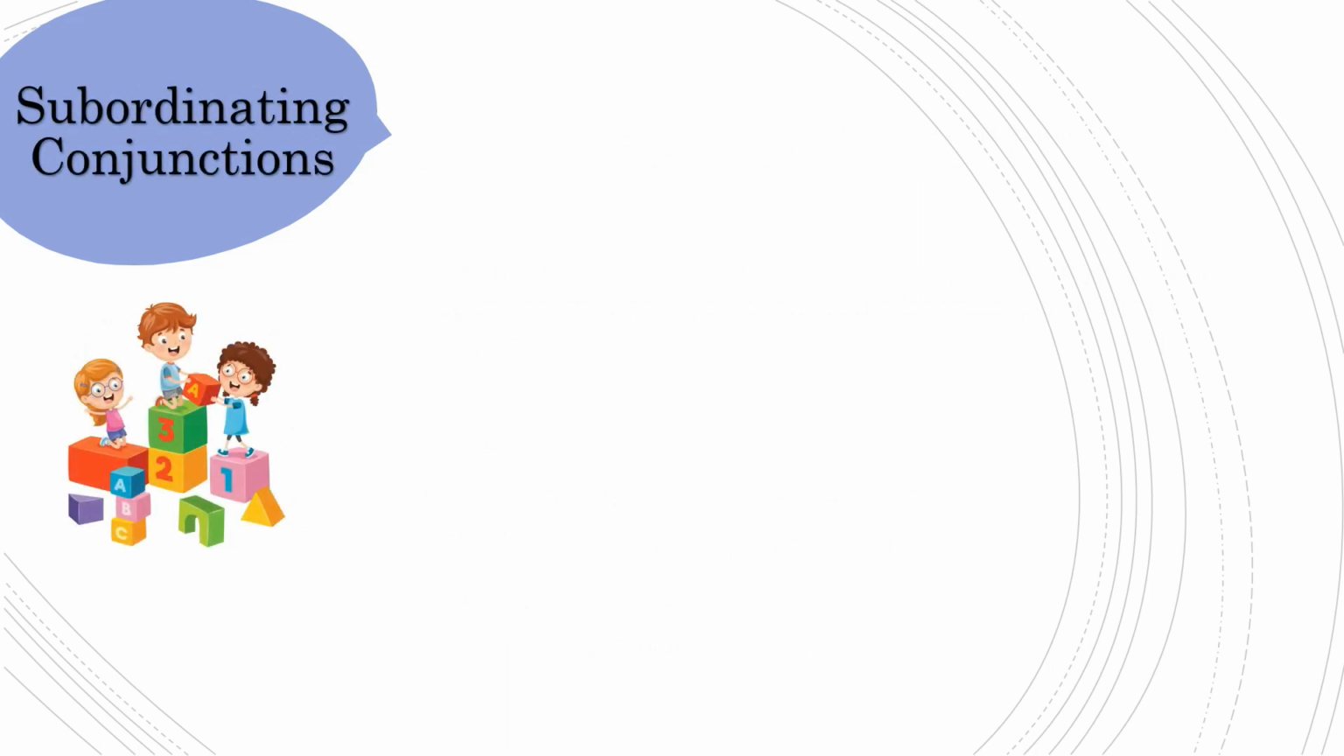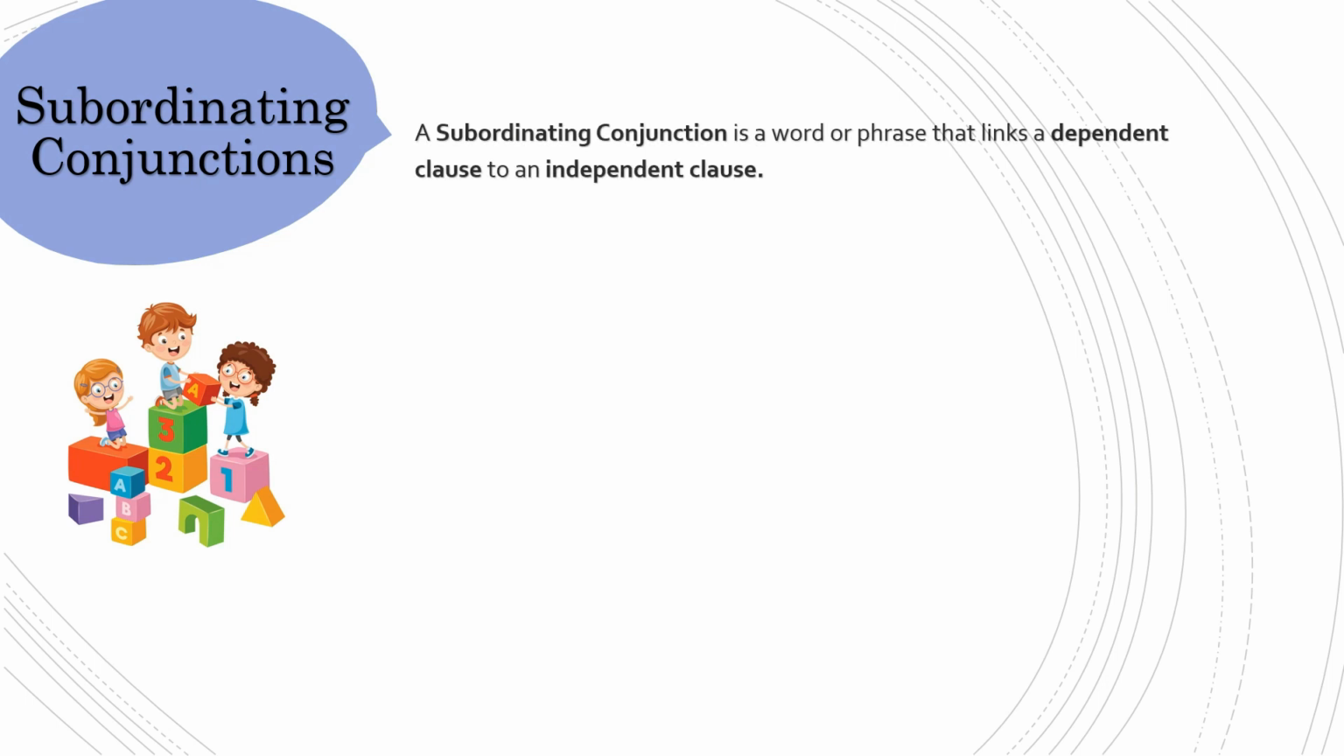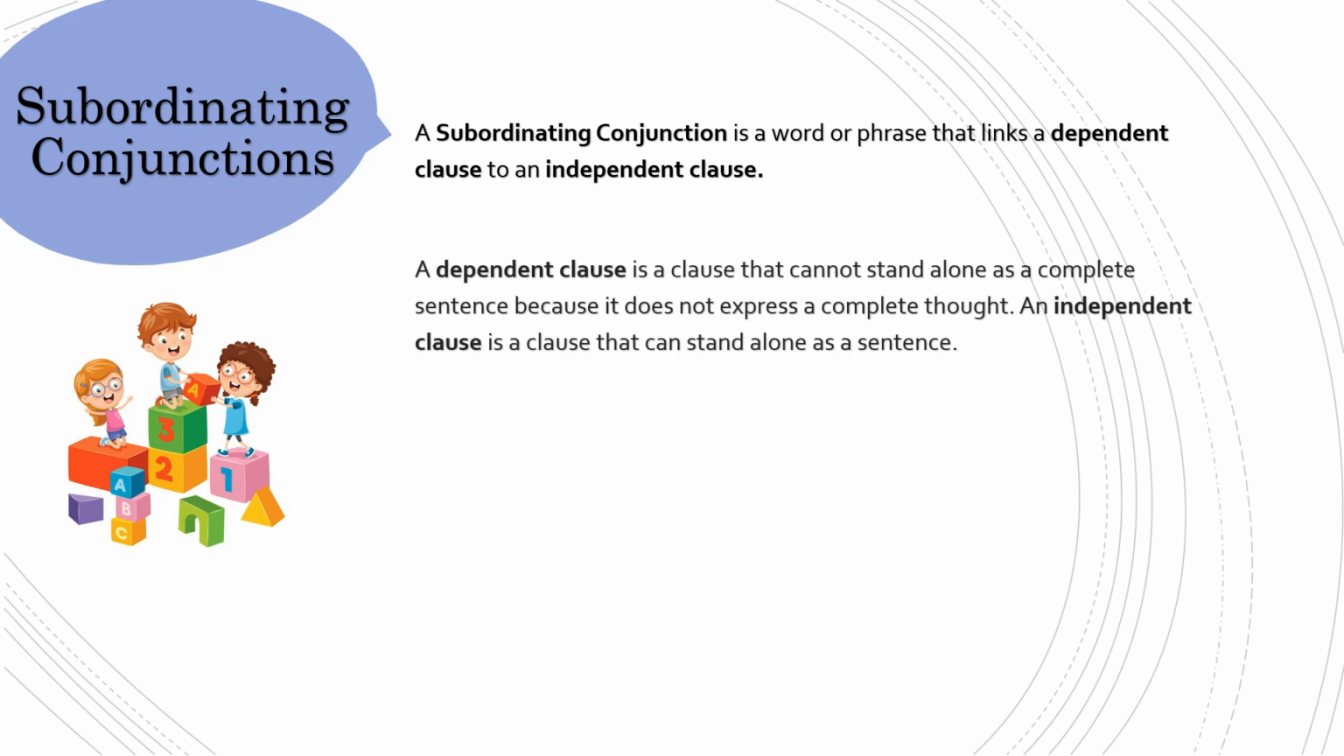Subordinating conjunctions. A subordinating conjunction is a word or phrase that links a dependent clause to an independent clause. A dependent clause is a clause that cannot stand alone as a complete sentence because it does not express a complete thought. An independent clause is a clause that can stand alone as a sentence.